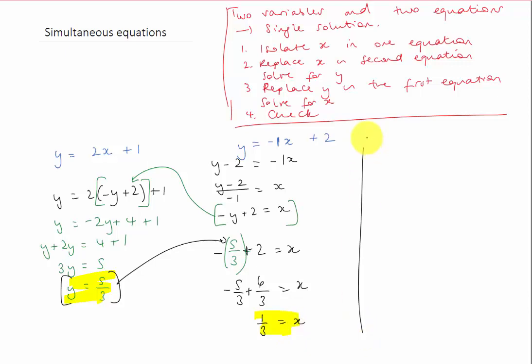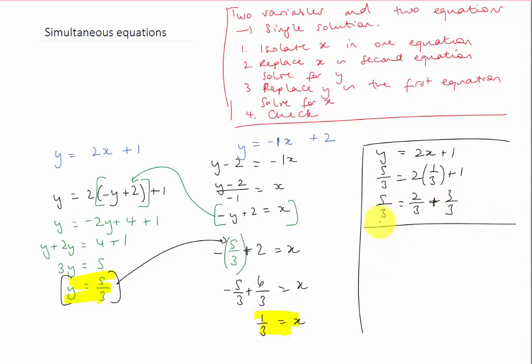Right, so now I'm just going to check that my answers are correct. So here for the first one, we've got y equals 2x plus 1. So then if I substitute the values, that gives us 5 over 3 equals 2 times 1/3 plus 1. So that gives us 5 thirds equals 2 thirds plus 3 thirds, which works. So 5 thirds is equal to 5 thirds.